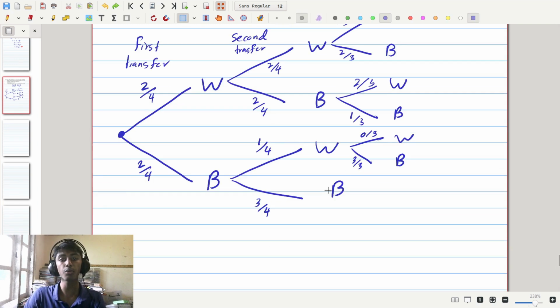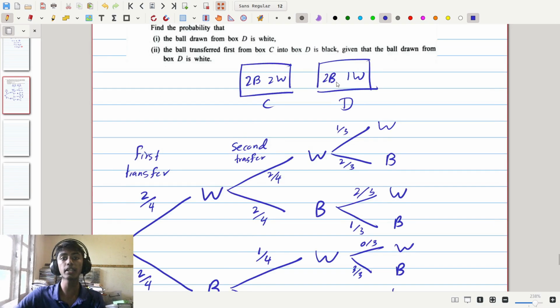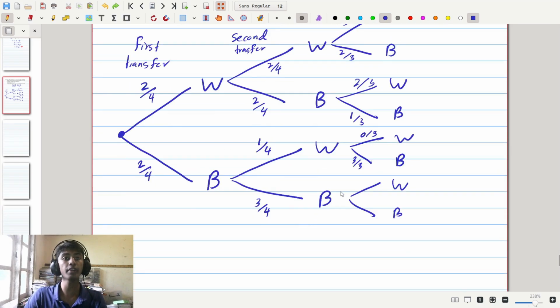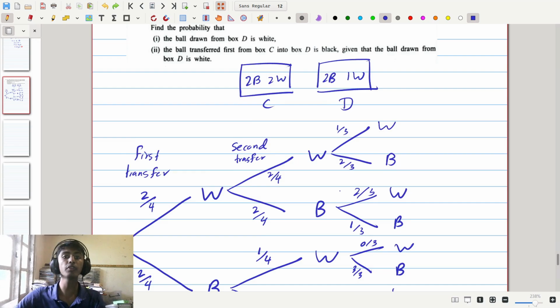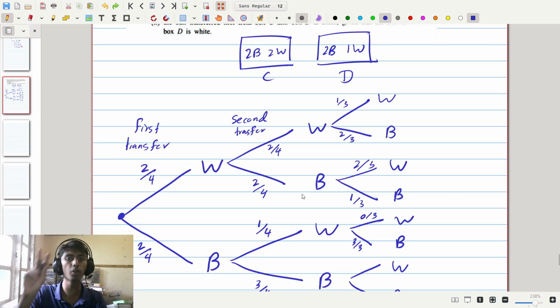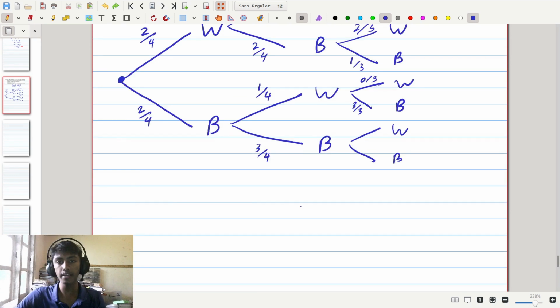Now for the final case, when a black ball is transferred in both conditions, we have initially a black ball transferred into D, which means we gain a black ball in D, so we get 3 black balls and 1 white ball. But then we once again transfer another black ball, this time from D to C, which means we lose a black ball from D, so we've gone up to 3, but then go back down to 2. So we have 2 black balls and 1 white ball in D. Therefore, the probability of choosing white there is going to be 1/3, and the probability of choosing black is going to be 2/3. And that is the end of our tree.